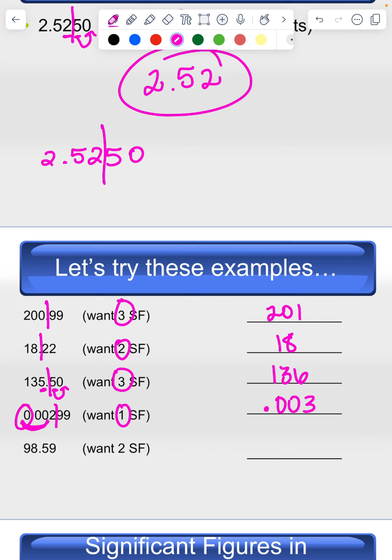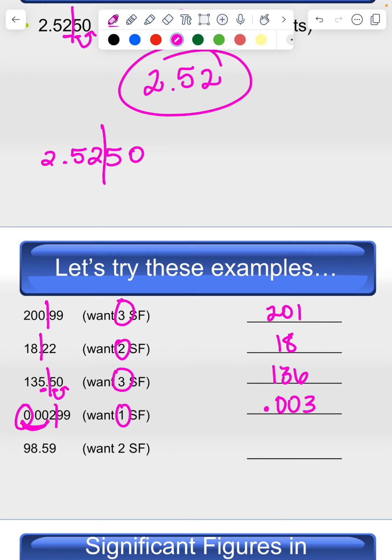Also, notice that this one has a 0 in front of the decimal. I did not put a 0 in front of the decimal. Because that 0 is leading, it doesn't matter if it's there or not. It does not affect the number itself or the number of sig figs. So you can keep it there or you don't have to write it.